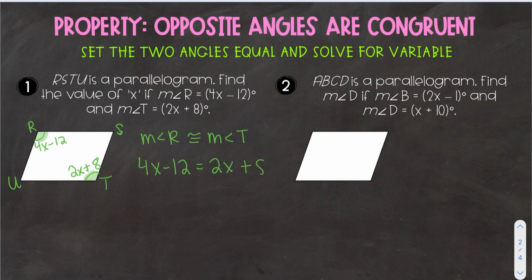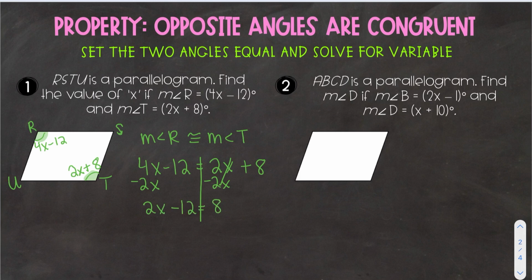So now let's use algebra to solve for the value of x. Let's go ahead and move over the 2x. I like to move over the smaller variable. So I'm going to subtract 2x from both sides. So 4x minus 2x is 2x. I'm going to bring down minus 12. I'm going to bring down positive 8.